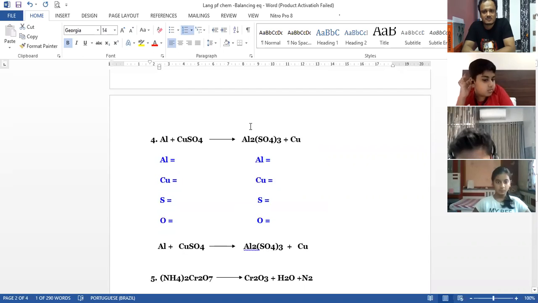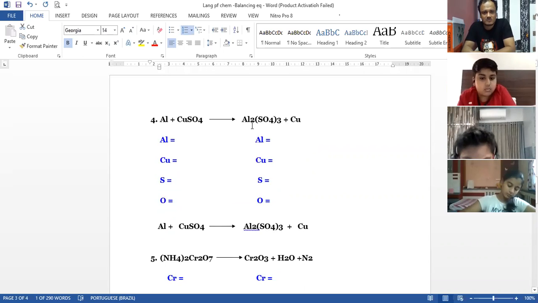Okay, next equation, write down this and balance this. Al plus CuSO4 gives you Al2(SO4)3 plus Cu.